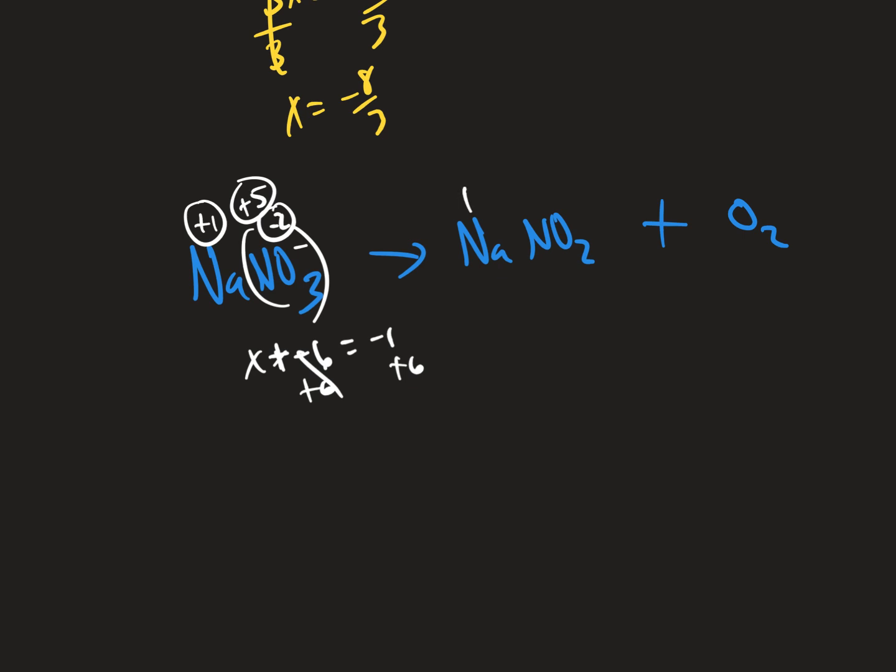So sodium is still +1. Oxygen is still -2. -2 multiplied by 2 is -4. Plus whatever it is for nitrogen has to equal, this is nitrite, is still -1, right? So add 4 to both sides, and we got +3.